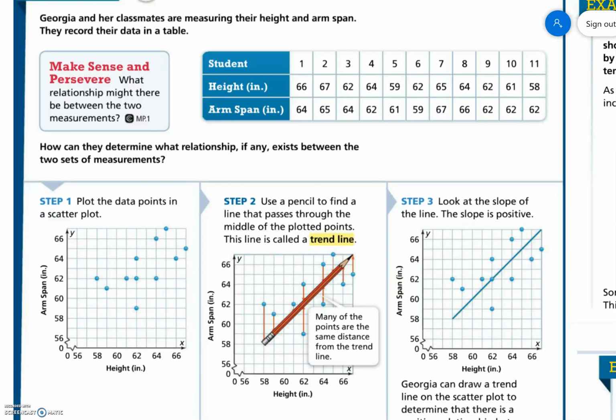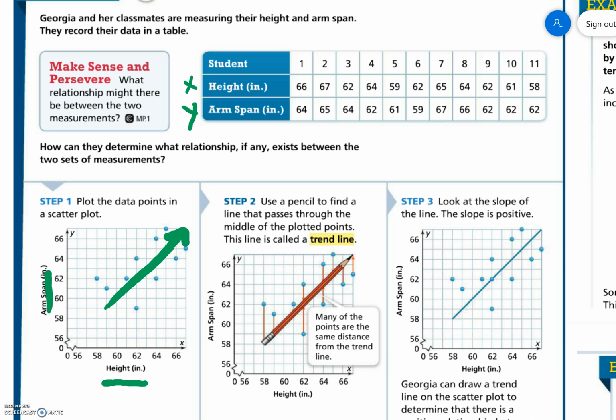So again, we're trying to look at the height and the arm span. Height comes first, so that's going to be on our x-axis. Arm span is going to be on our y. And they plotted the points in a scatter plot. It's called a scatter plot because the points are kind of scattered a little bit. It's not in a perfect straight line. But then step 2 says use a pencil to find a line that passes through the middle of the plotted points. This is called the trend line. So you kind of just try and draw a line that fits most of the points.